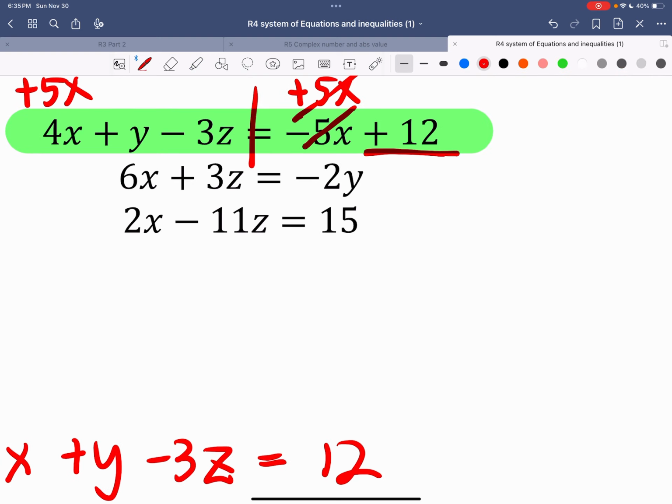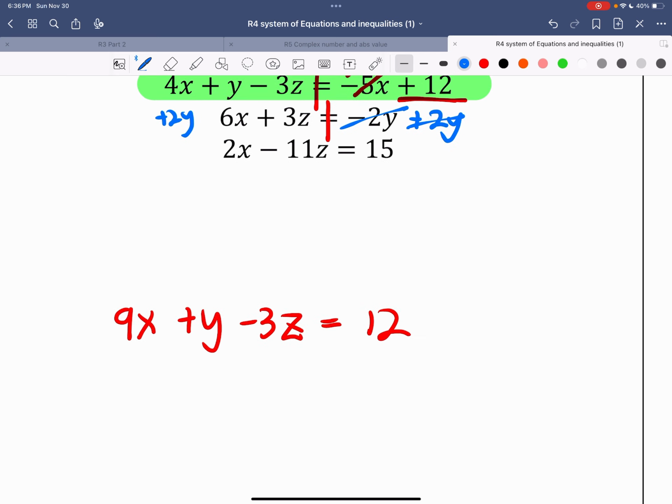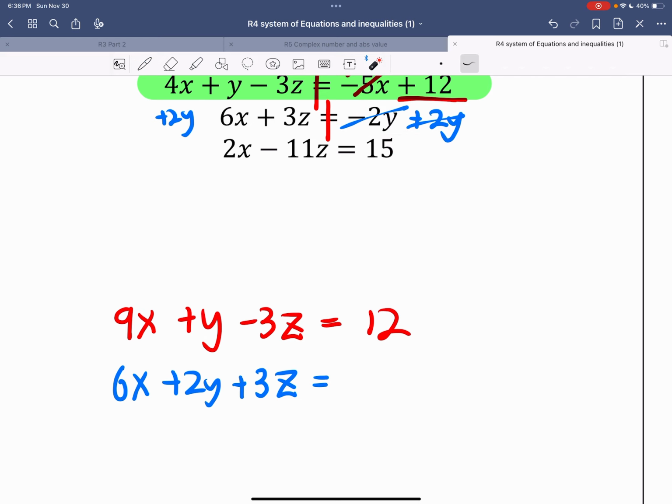Second one looks like I actually have to do something as well. I have a negative 2y here, but I should have it on the other side. So how should I move negative 2y to the other side? I'm gonna do plus 2y on both sides. So these two disappear. But again, I'm gonna write in x, y, z order. So I'm gonna write 6x first. And then plus 2y, because I don't have anything to add with the y. Plus 3z equals. By the way, here I don't see anything else because negative 2y plus 2y disappeared. So I'm gonna just put 0.